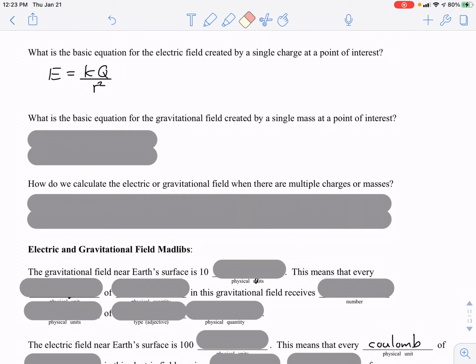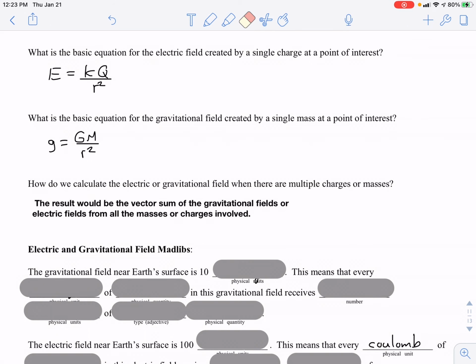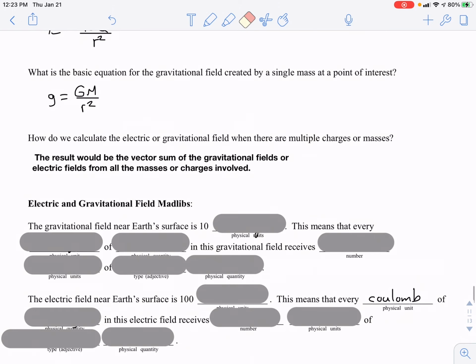It really doesn't matter. The basic equation for gravitational field is very similar, only instead of kq over r squared, it's gm over r squared. And when multiple masses or charges are involved, we simply need to add the vector sums of these gravitational fields or electric fields.